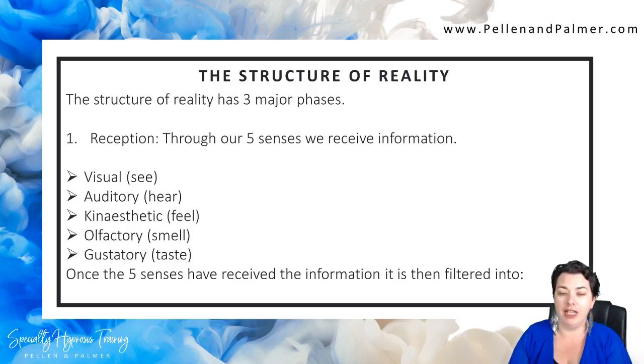The very first phase is known as reception. Through our five senses, we receive information. First we have visual, which is our eyes. Then we have audio, which is where we hear. Kinesthetic is where we feel things, whether it's a gut sensation or with our skin. Then we have olfactory, which is our smell, and gustatory, which is our taste. So the first phase of the structure of reality is that one of the five senses, or sometimes more, all kick in for us to receive information.